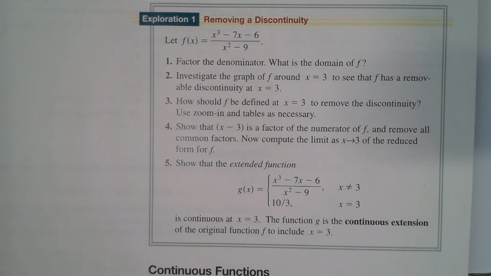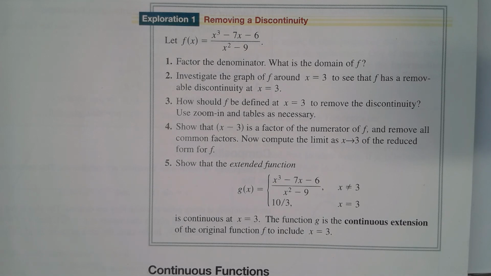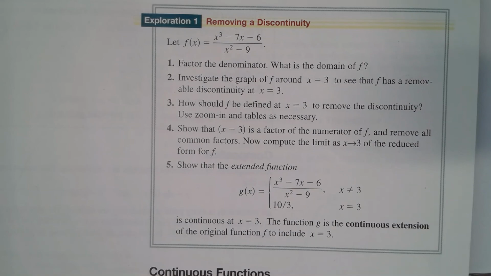Okay, so it's factor the denominator. What is the domain of f? Investigate the graph of f around x equals 3 to see that f has a removable discontinuity. So you know it's a removable discontinuity if there's a factor on top and bottom that divide out. That eliminates just one little tiny hole. So spend a couple minutes going through this exploration. I'm going to pause the video and then we'll come back to it. Can I pause it?